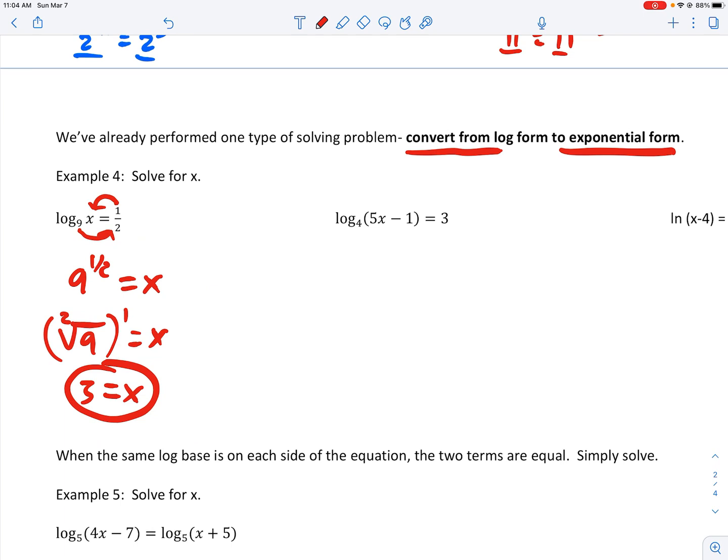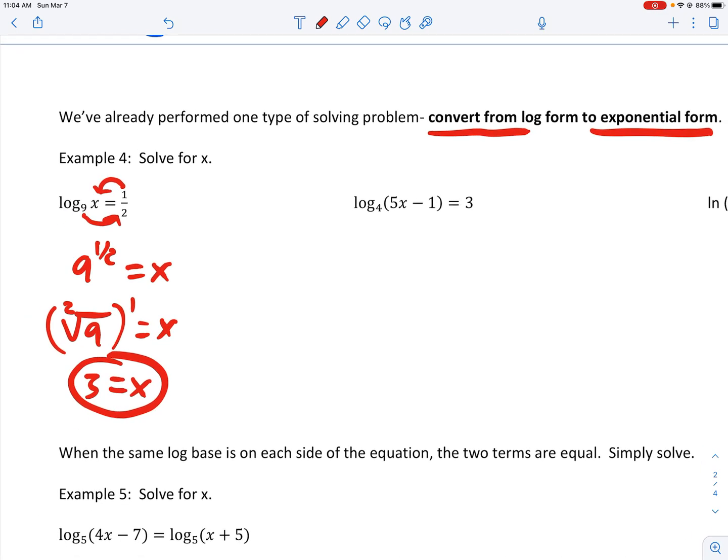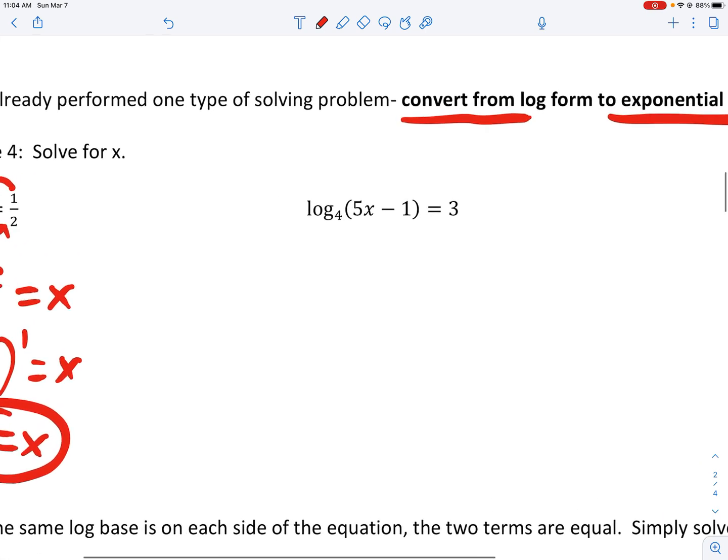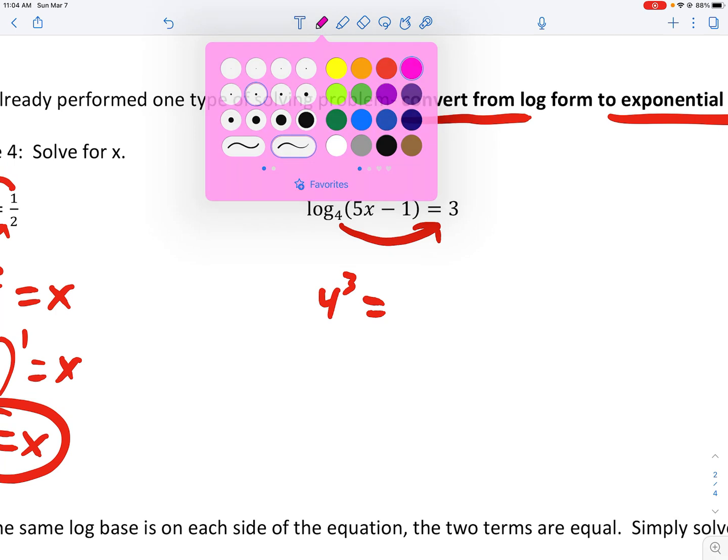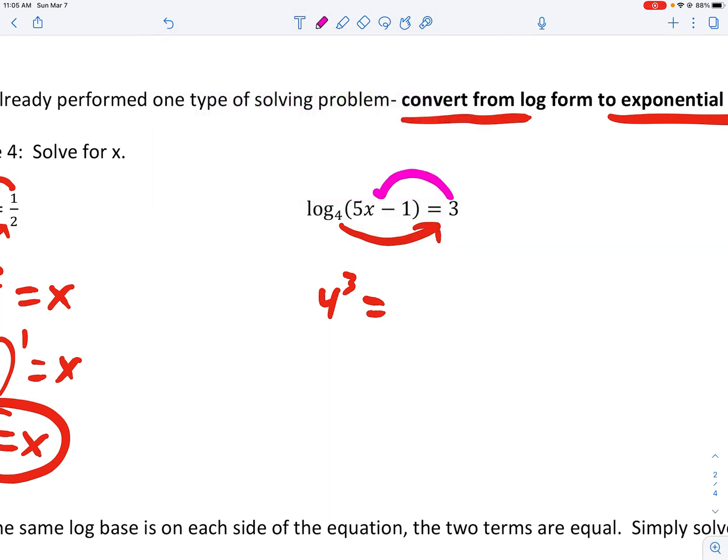So this is a little bit different because we've been looking for the power that works. Now I'm giving you the power, right? I'm giving you the 1/2, right? That's what we've been looking for. So it's a little bit different. We're still using the same concept of having to convert to exponential to help us solve. So this would be 4 to the 3rd power equals 5x minus 1.